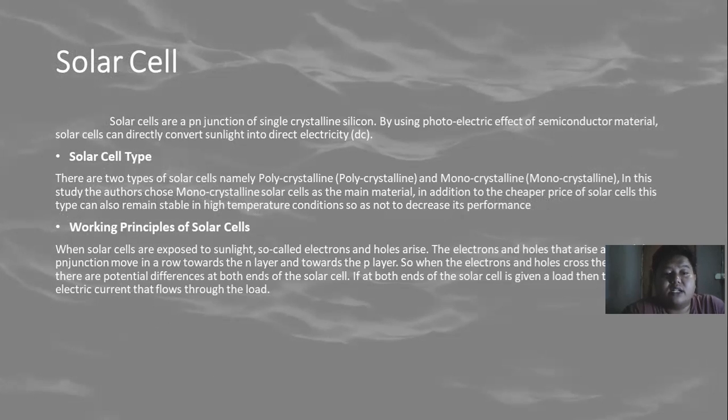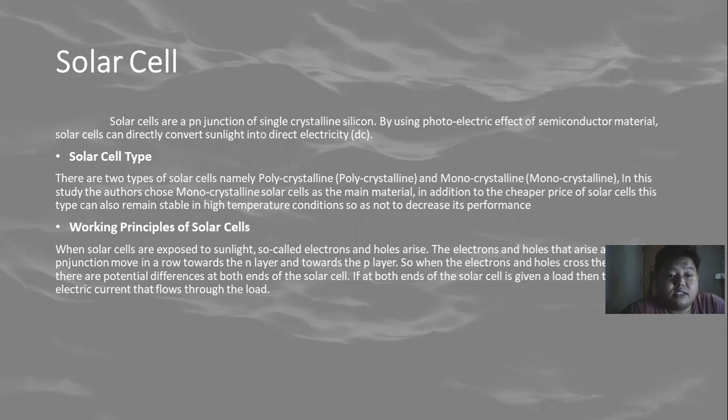Solar cell. Solar cells are p-n junctions of single crystalline silicon. By using the photoelectric effect of semiconductor material, solar cells can directly convert sunlight into direct electricity or DC.